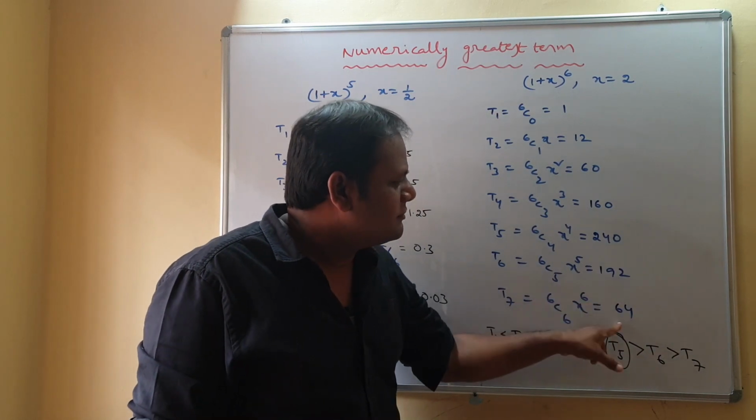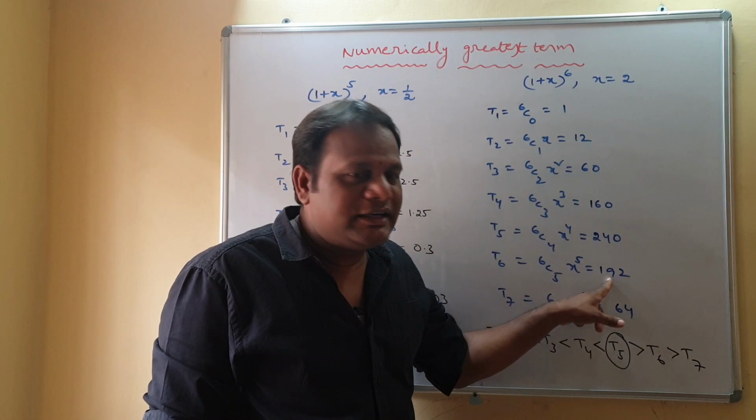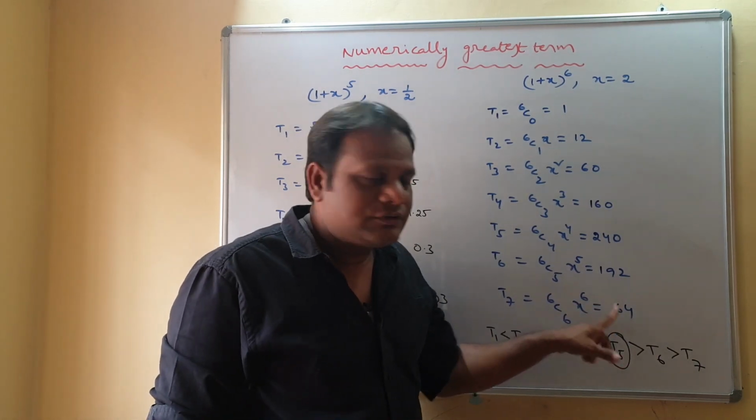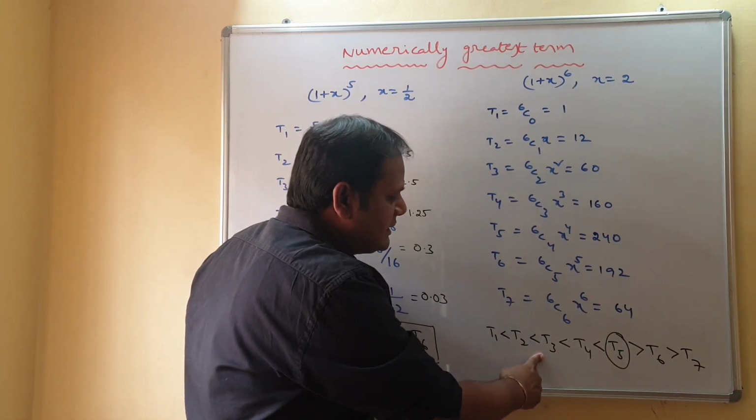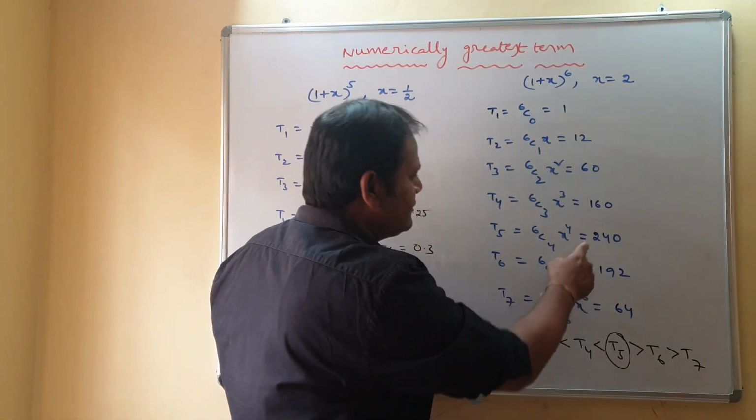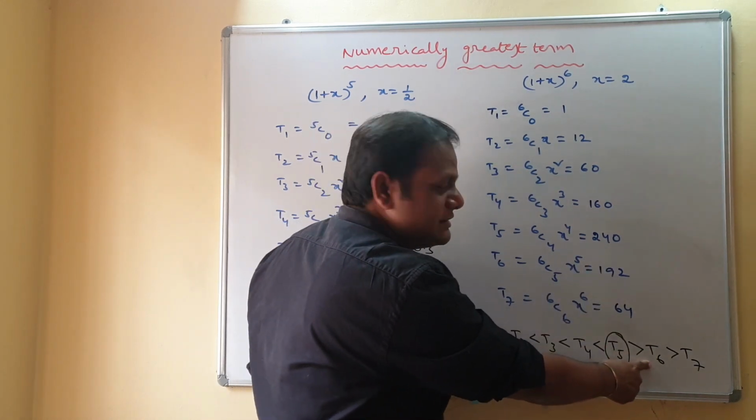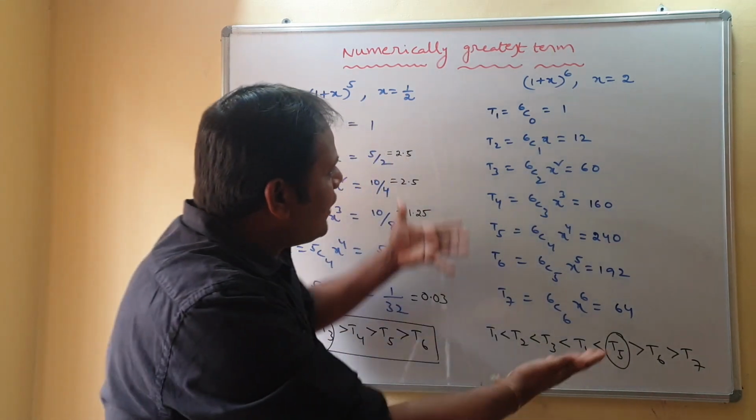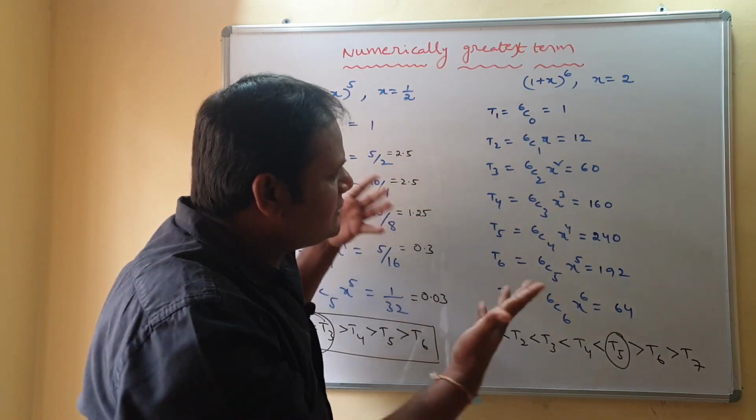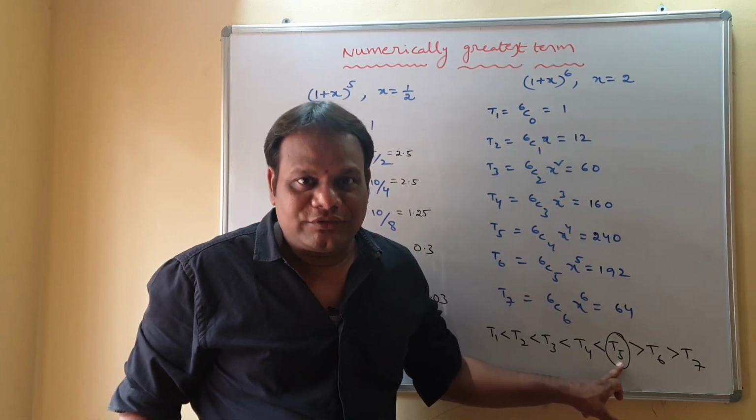After that it decreases. Here we have 240, next 192, next 64. So I can write T1 < T2 < T3 < T4 < T5, but T5 > T6 and T6 > T7. So what is the greatest term? No doubt at all, the greatest term is the fifth term.